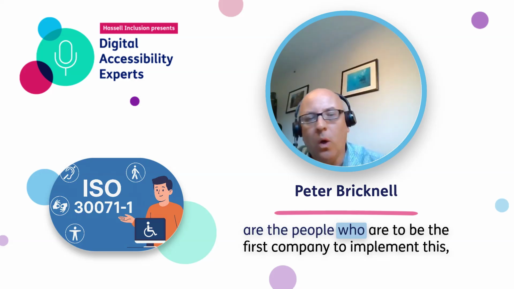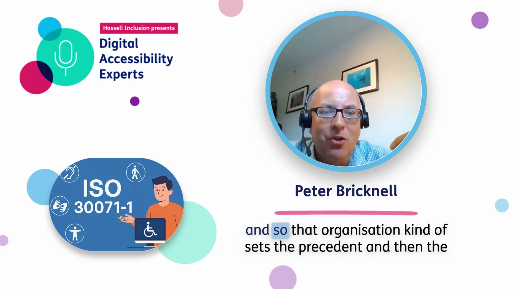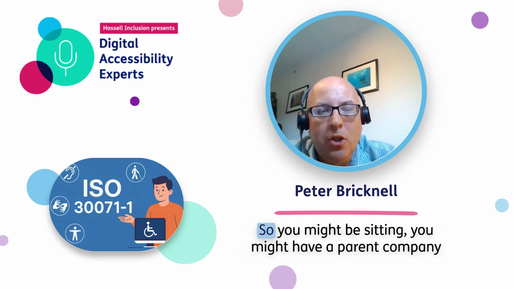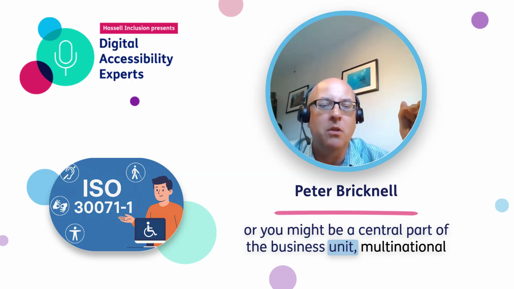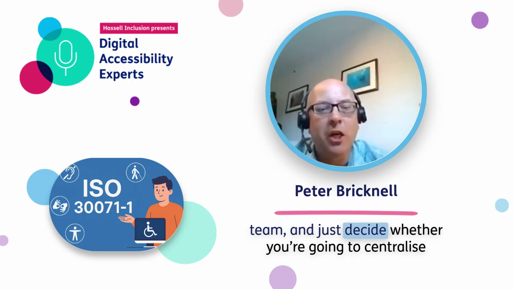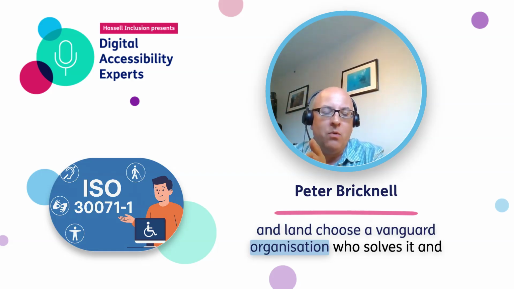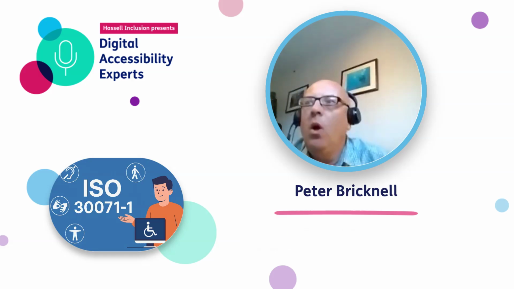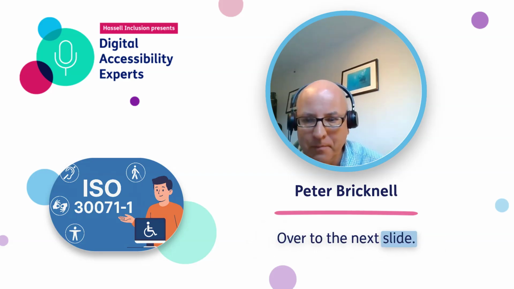we are the people who are going to be the first company to implement this. And so that organization sets the precedent, and then the global team picks that up and adapts it for other countries. So you might have a parent company, or you might be the central part of the business unit, multinational team, and just decide whether you're going to centralize and land, or choose a vanguard organization who solves it and then replicate that elsewhere. Okay, so that's thinking a little bit about your company growth, and over to the next slide.